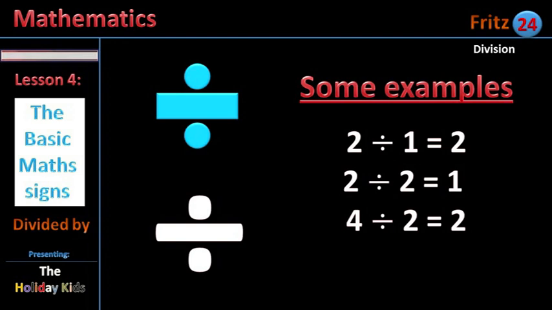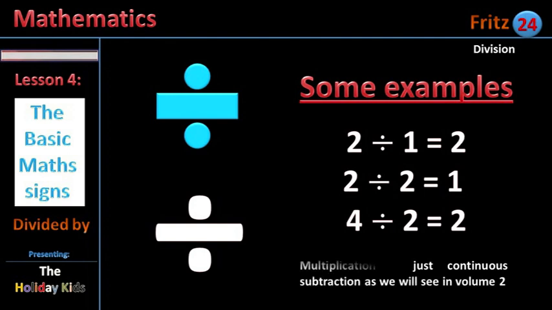If you share out 2 things to 2 people, each person will have 1. So we say 2 divided by 2 equals 1. 4 divided by 2 equals 2. You must note, division just means to keep on subtracting continuously. So this is the fourth sign, the division sign. A short horizontal line and 2 dots.